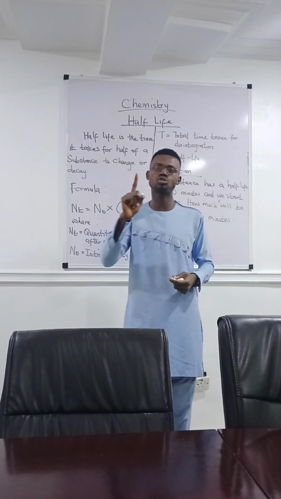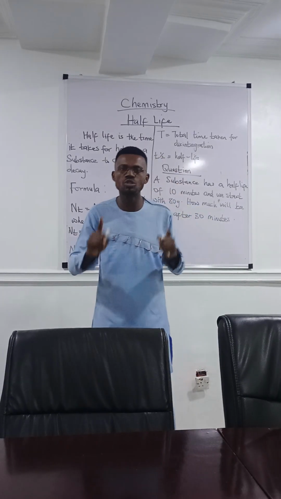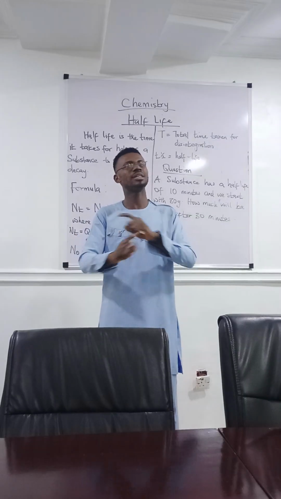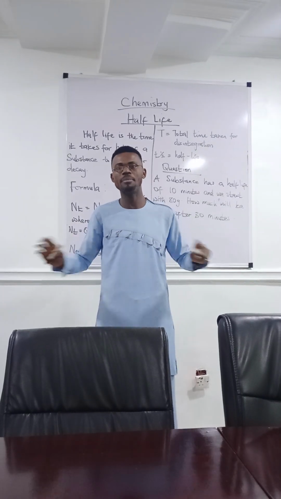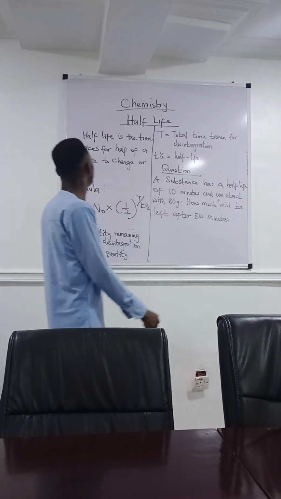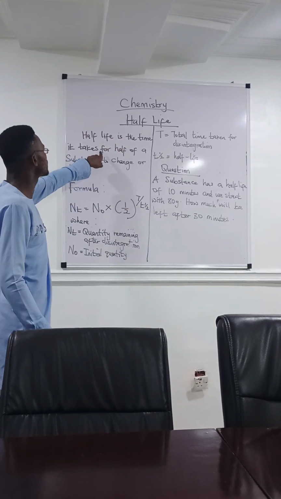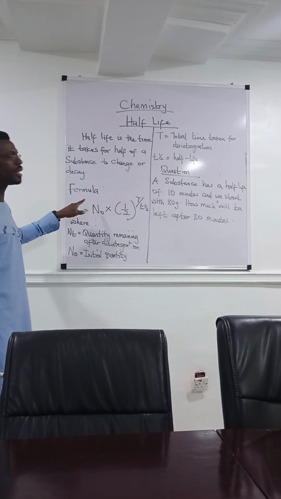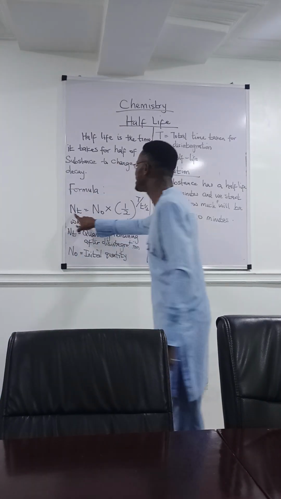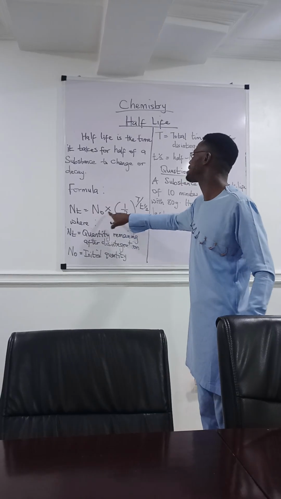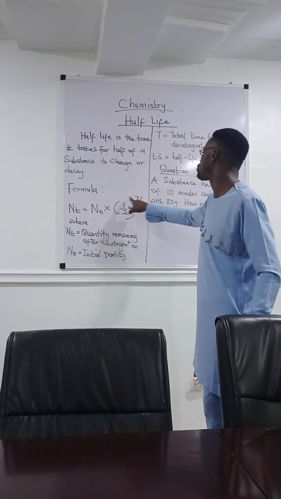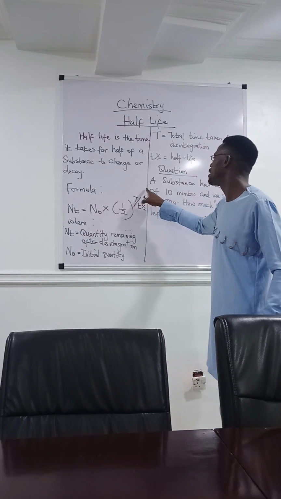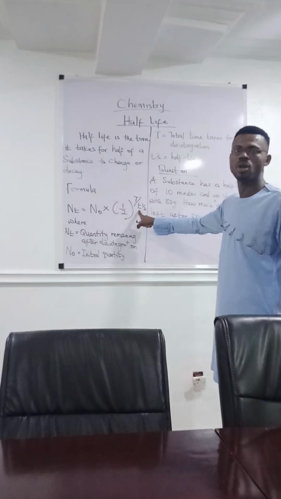So today, I'm just going to show you how to solve questions involving half-life in your SSC, WAEC, and JAMB exams. So follow me and look at this. I said half-life is the time it takes for half of a substance to change or decay. Now this is the formula we use for half-life: Nt equals N0 times (1/2) raised to power t divided by t1/2.